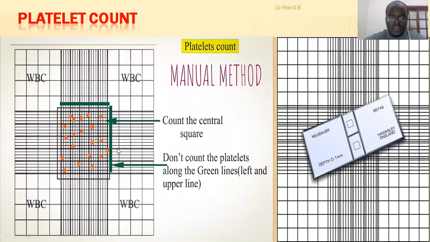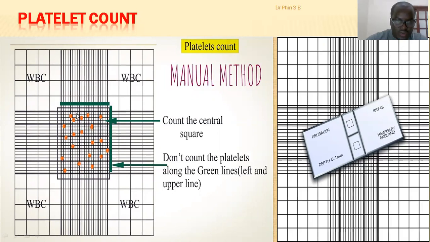Okay, so even here you have rules that you're going to apply to count the platelets. It depends on the way you like. You count the platelets that are touching two margins, and you leave out the other two margins. In this case, you can count the platelets found within the bigger square, then leave out the platelets that are touching the top margin and the right margin. The other way, you can just count the platelets that are touching the top margin and the left margin. So it depends what you like.